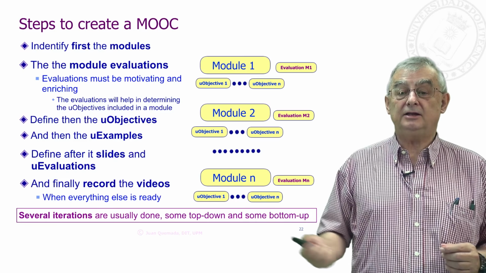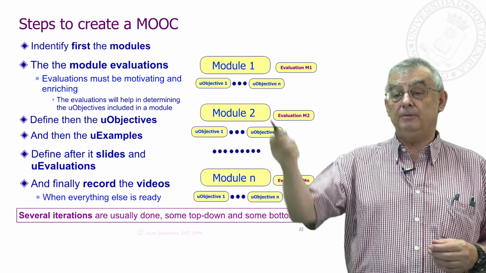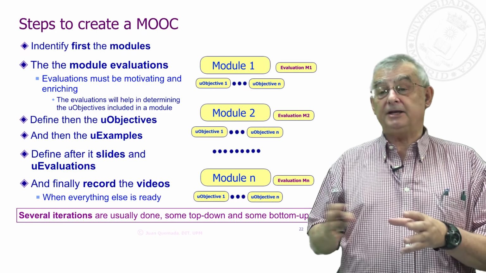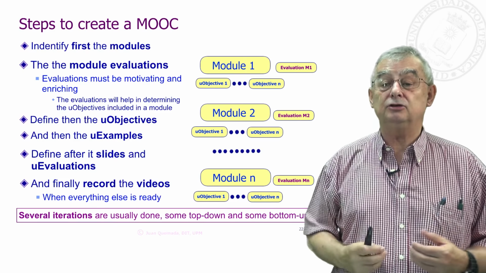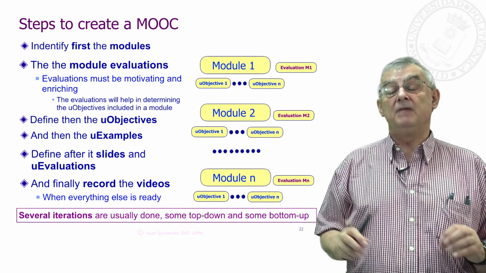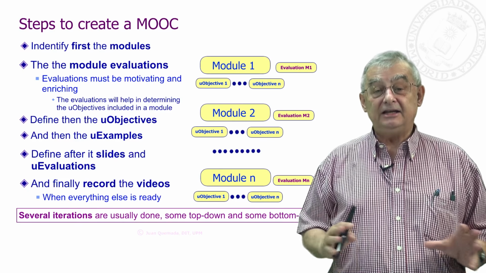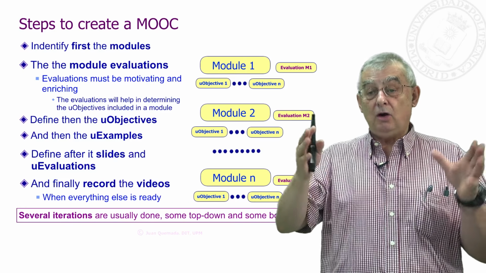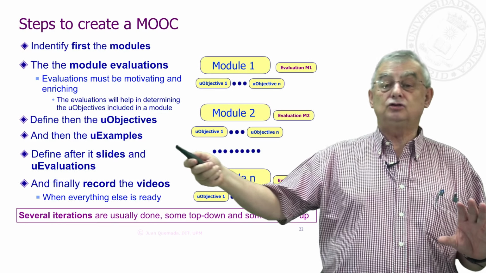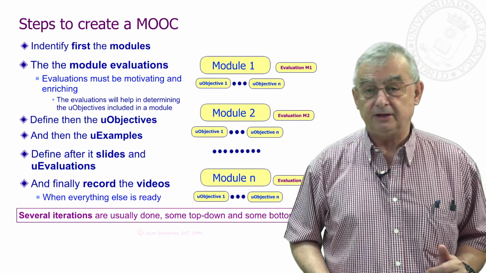You must be aware that you will probably need several iterations on this process, because you make a first top-down approach, but then you find inconsistencies, micro-objectives not covered that are needed later, and so on. Then you have to go bottom-up, and solve them top-down again. You usually find more contradictions, and so you go through several iterations in this process. When your structure is correct and you find no more inconsistencies, then you should finish your slides and your micro-evaluations, and then go to the recording of the videos.